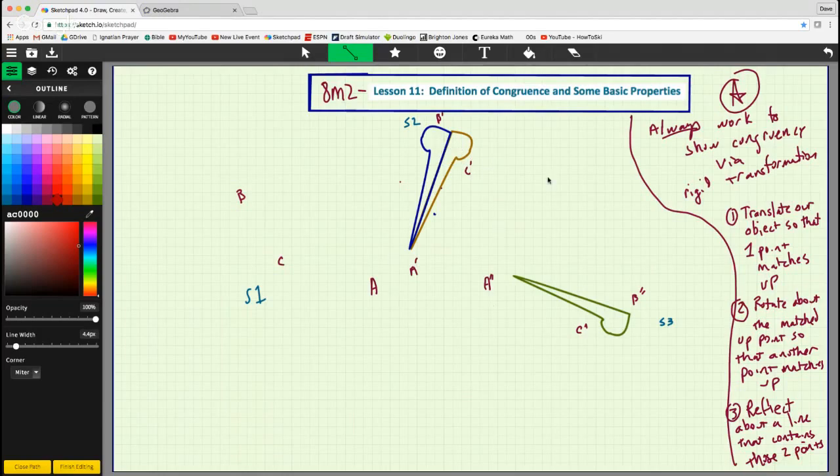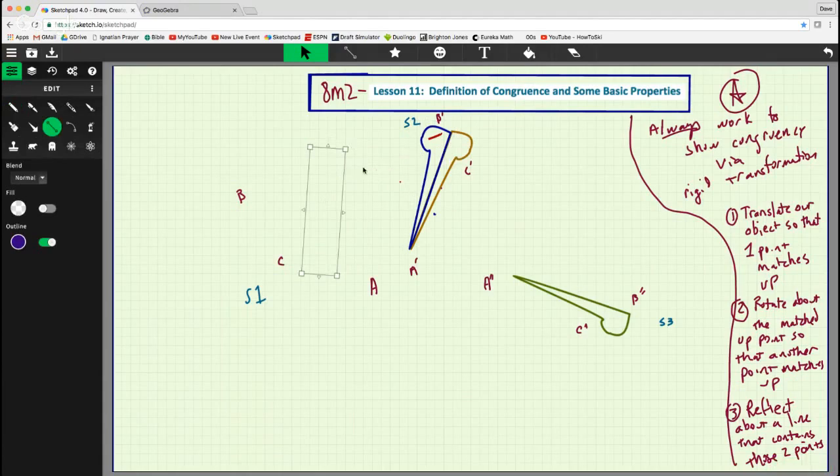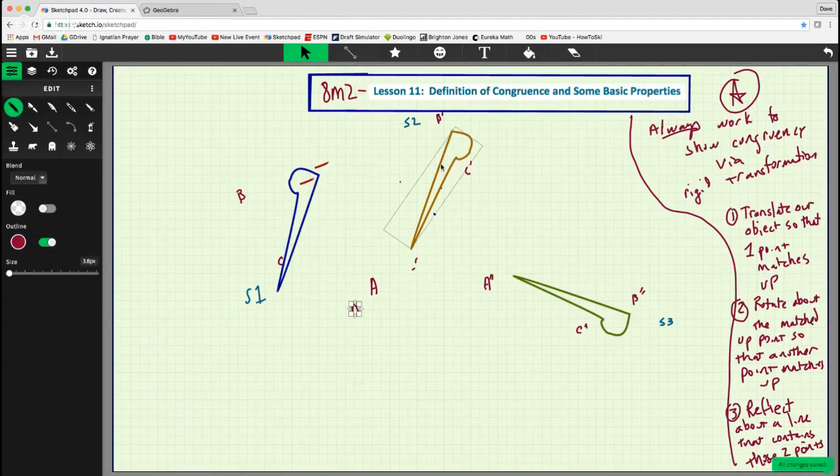Now, what I want to do is move this object away here. Let's get rid of that guy. Now what we want to do is transform this object into this one, and we're going to use our same strategy. We're going to translate the object. So let's do our translation.